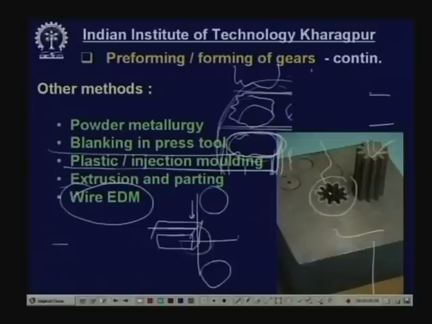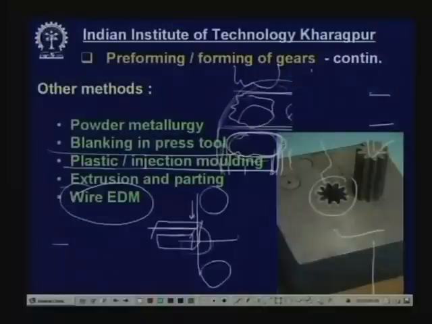So, both internal gear and external gear with a reasonable amount of accuracy and finish can be produced, of bigger size or small size, by wire EDM. And this wire EDM is very suitable for material of any hardness, hard materials which are very difficult to make by other methods.